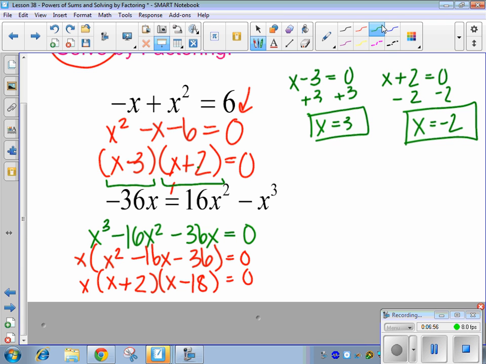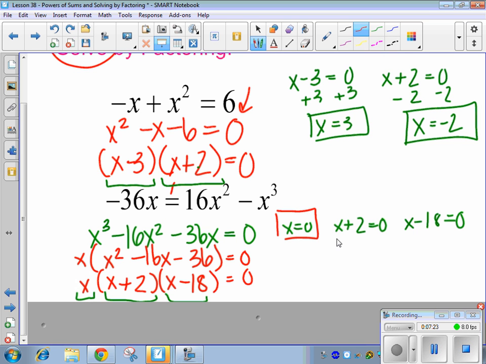So again, I want to set every piece I had being multiplied together equal to 0. This time I have this x on the front. It counts as its own piece. And then I have this guy, and I have this guy. So I have to set all three of them equal to 0. So I'm going to have x equals 0, x plus 2 equals 0, and x minus 18 equals 0. So this one's kind of nice because it gives us an answer for free. X equals 0 is one of our solutions. I'm going to subtract 2, x equals negative 2 is our second solution. And then I would add 18, and x equals positive 18 would be my third solution.